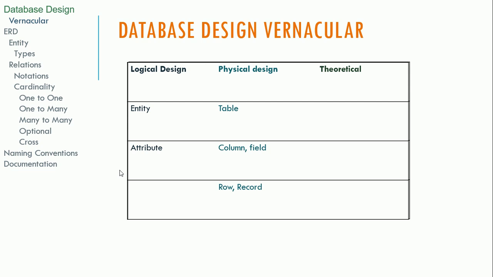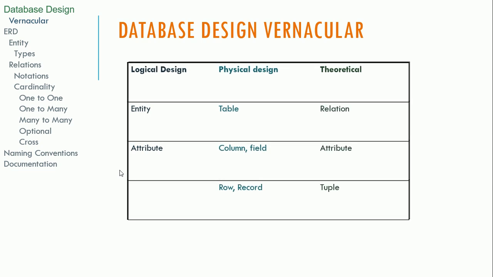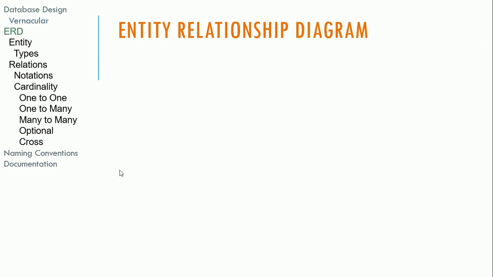And then in the theoretical terminology, right? So in computer science, data science, we call tables relations. We call our column or field attributes, just like we do in a logical design. And then our records or rows we call tuples, right? So a relation is a collection of tuples, right? This all comes from mathematics, from matrices and things like that, if you're familiar with some of those concepts.